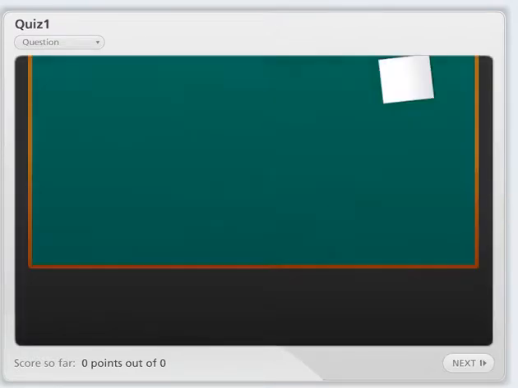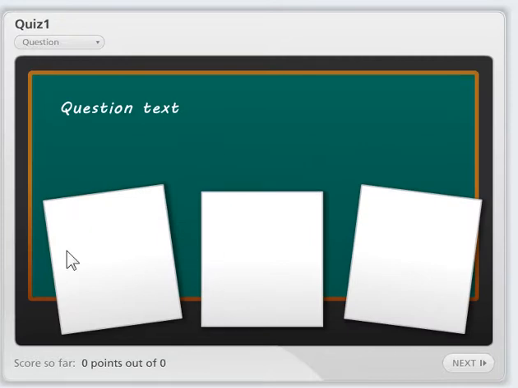And then here's another type of question. This one I thought could be kind of like a chalkboard look. I'd probably put a little base down here with an eraser or something on it, and then these would be your question choices. And then you have your text up here.